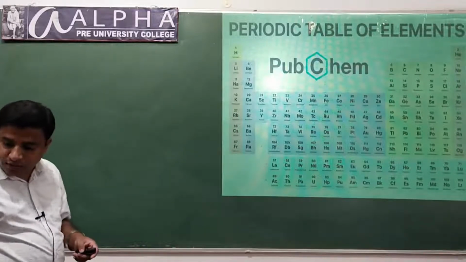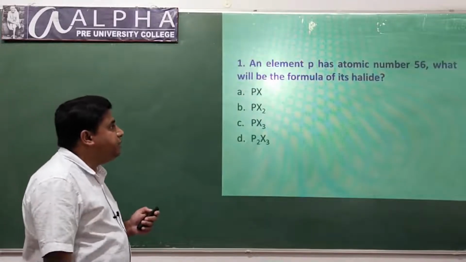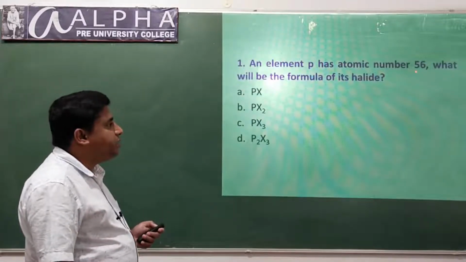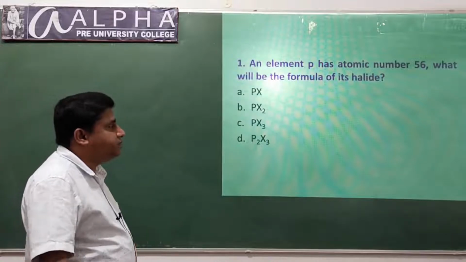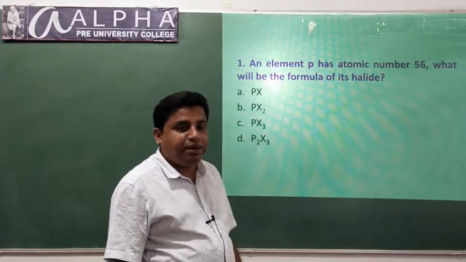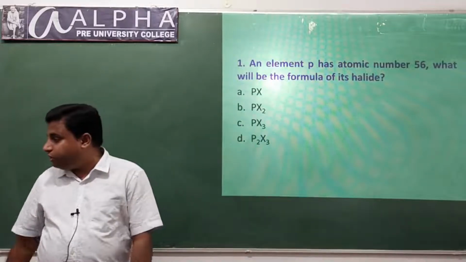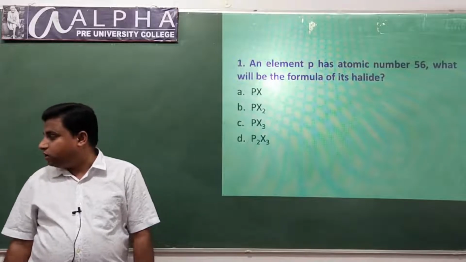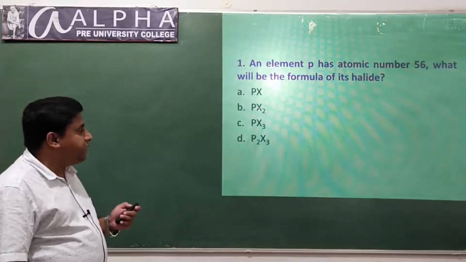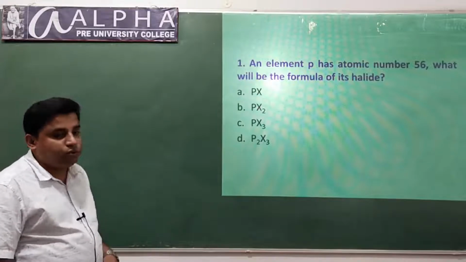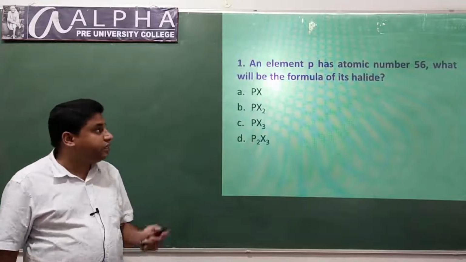I'll take the first question. An element P has atomic number 56. What will be the formula of its halide? Is it PX, PX2, PX3 or P2X3? Understood? Okay, shall we solve this?